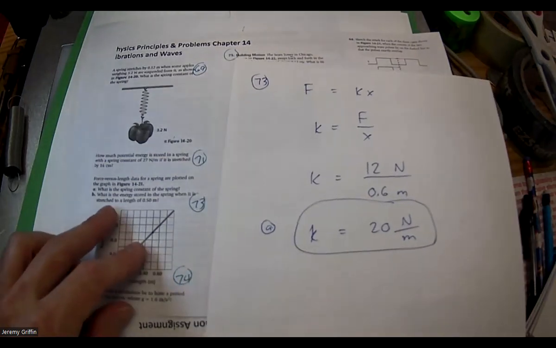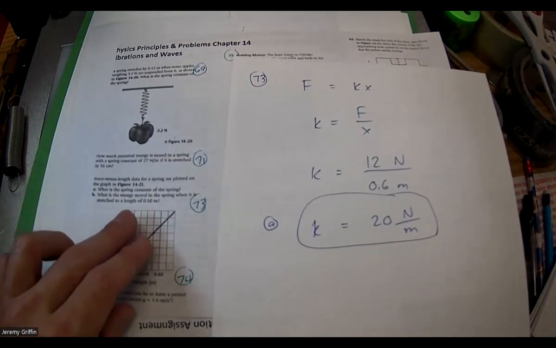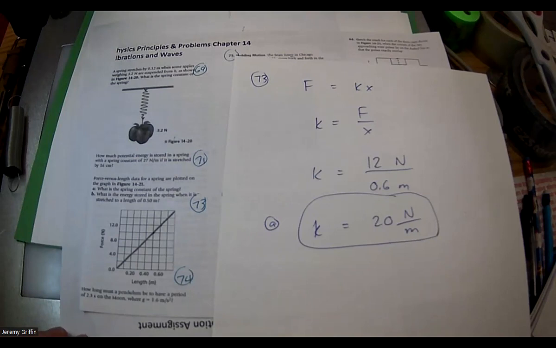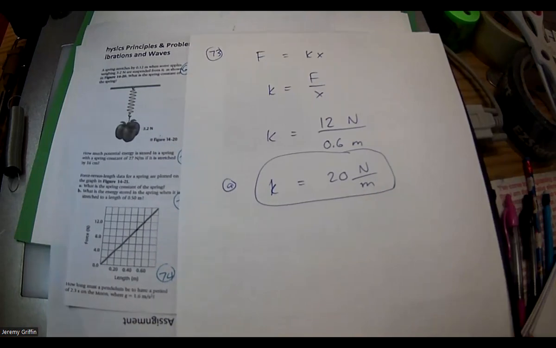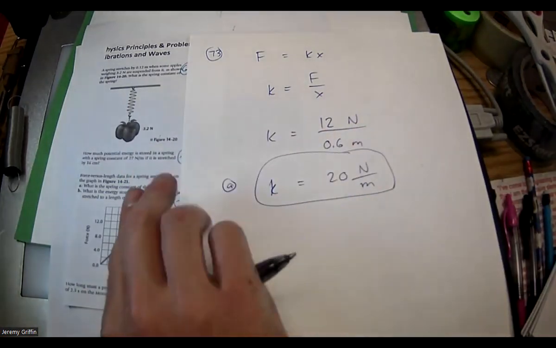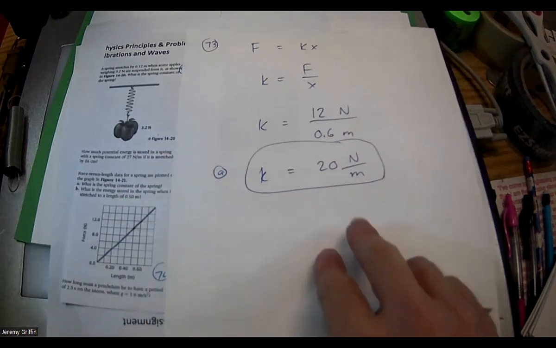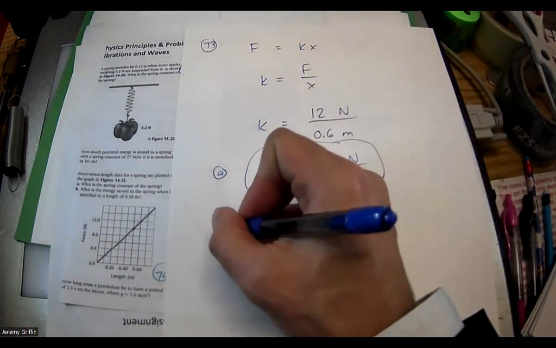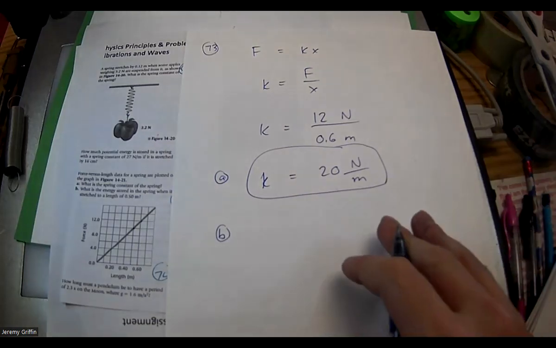Part B. What is the energy stored in the spring when it stretches to 0.5 meters? How much energy? Another way to say that is how much work did it take to stretch it that much? One way to do it is the area under the curve, up to the 0.5 meter mark. What'd you get? It's 2.5 joules, I think. 2.5 joules, that's it.